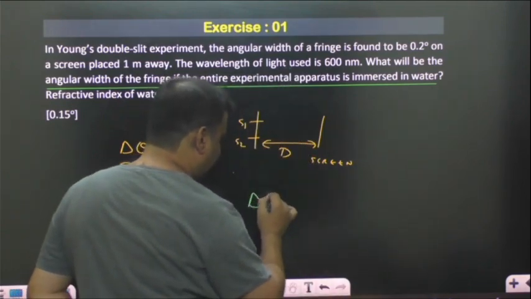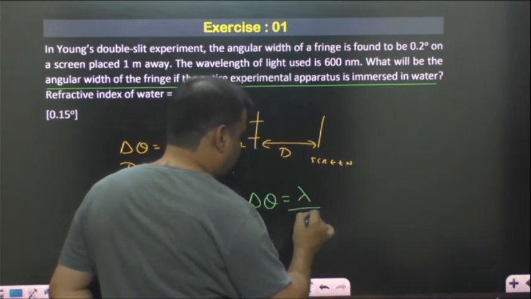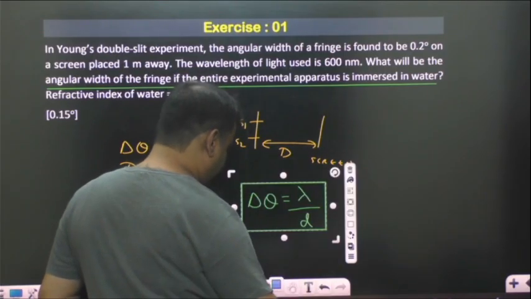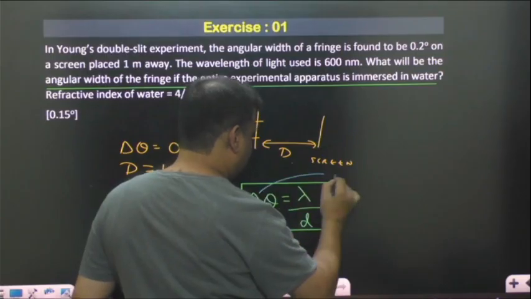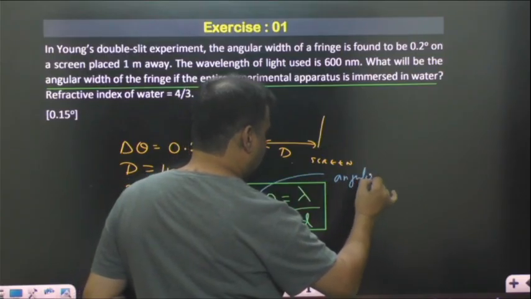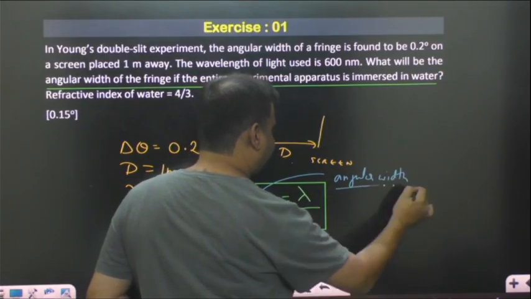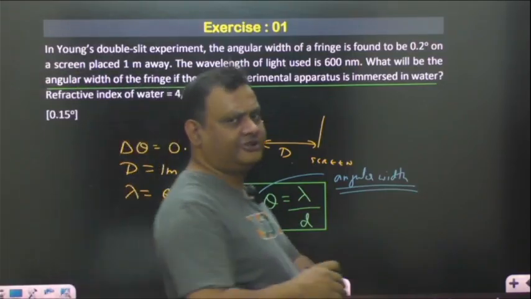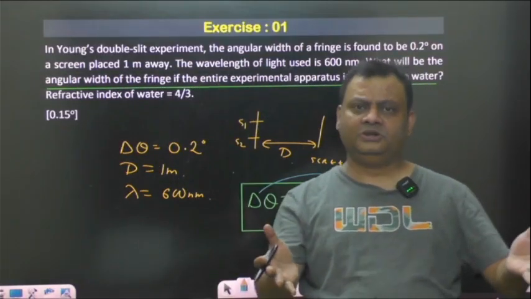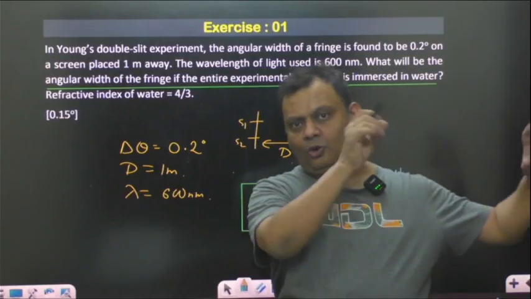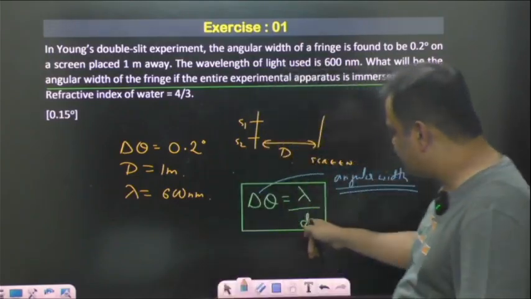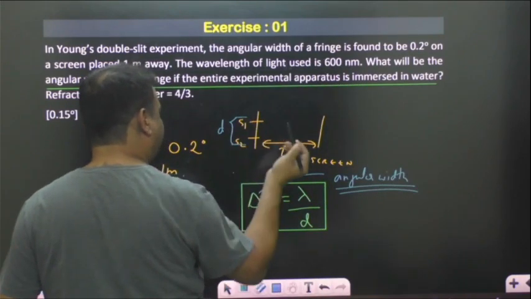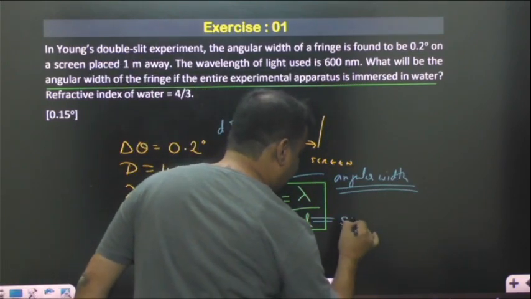Angular width is the angle between two consecutive maximas or two consecutive minimas. So the formula for angular width is lambda by d. Now, if you are changing the medium of the setup, suppose the whole experimental setup is kept in water or oil, what do you think? Will there be any change in d? Small d is the distance between the slits. It will remain the same.